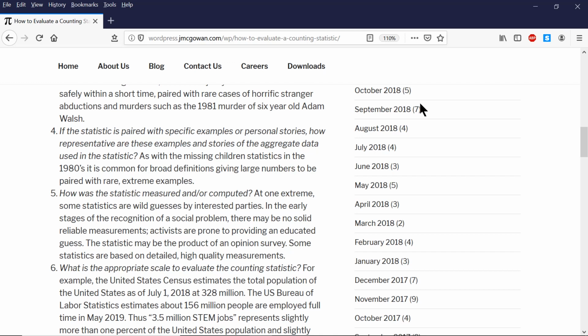Once a number gets out there, it can be widely reported. It just becomes something everyone knows, and everyone repeats the statistic, and they don't drill down into where it came from. So it's very important to find the source of the statistic and really find out how they measured it, how they got this number.